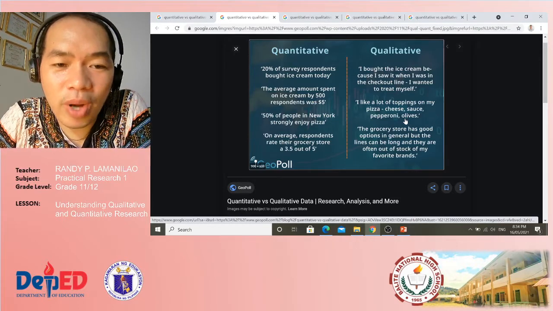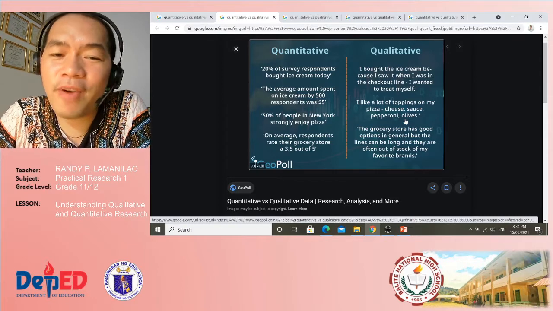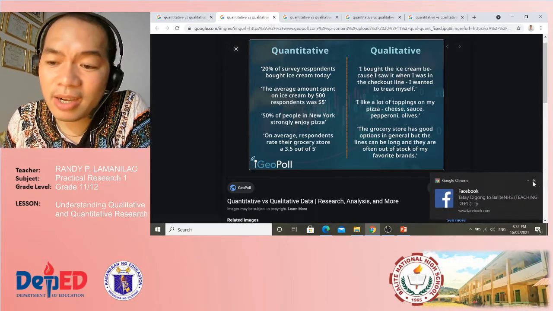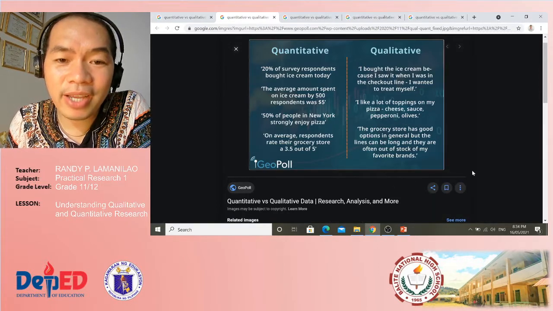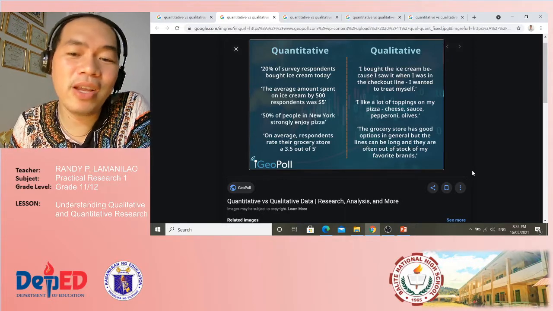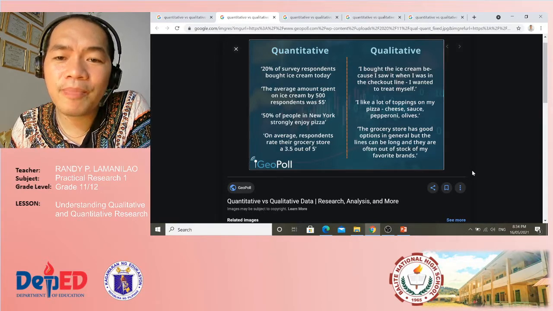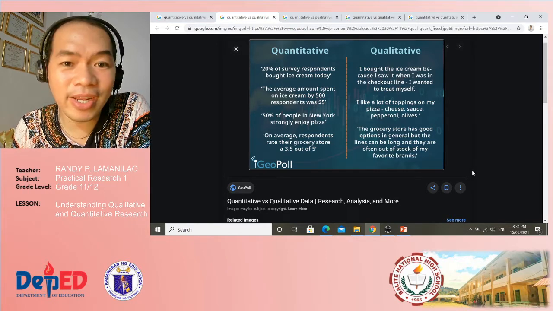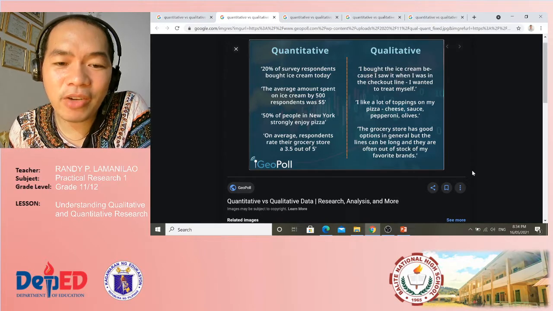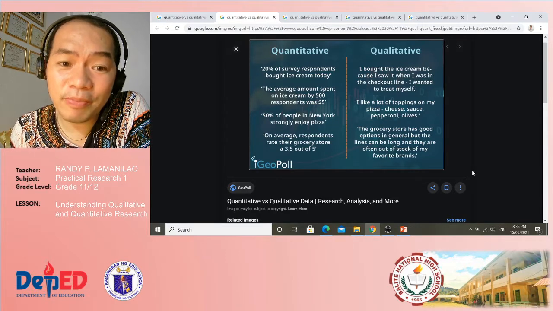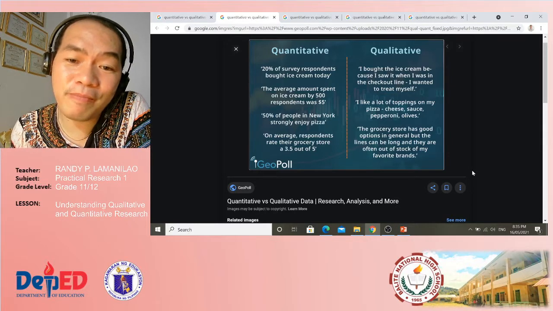Look at this example for quantity. The average amount spent on ice cream by 500 respondents was $5. Oh no, that's not the way you're going to talk in qualitative. It will never be numbers. You will say, I like a lot of toppings on my pizza, cheese, sauce, pepperoni, olives. So, opinions of the people are being talked about in qualitative, not in quantitative, okay? Last, 50% of people in New York strongly enjoy pizza. Oh, that is a survey. That's 50% of the people in New York strongly enjoy pizza.